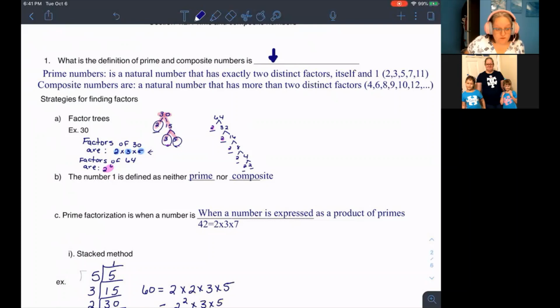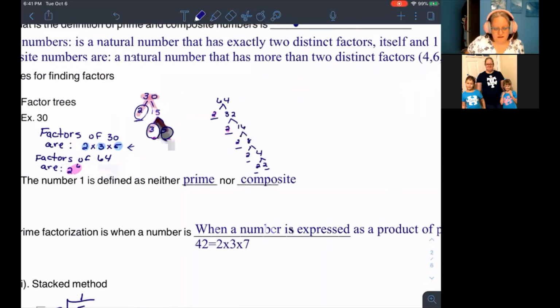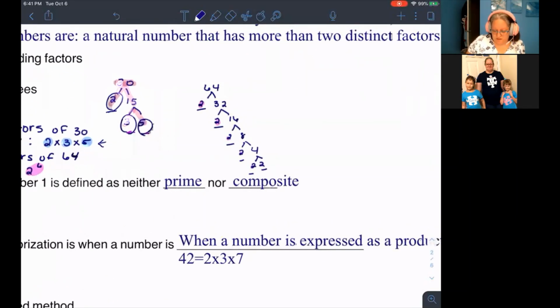So with 64, you've got 64 as 2, which is prime, and 32 is not. So then we break 32 down into 2 and 16. The 2 is prime. And then the 16 we break down into 2 and 8. The 2 is prime, but 8 is not. So then we break it down into 2 and 4. The 2 is prime, but 4 is still not. So then it breaks down to 2 and 2.